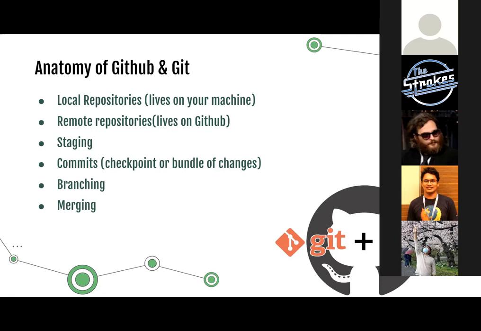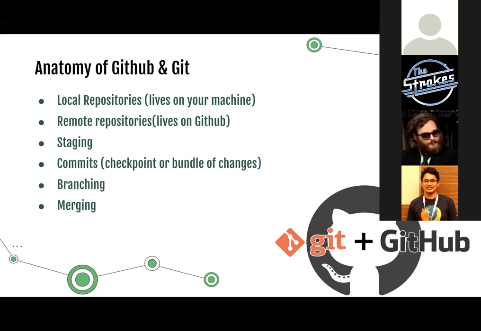Staging is like a step before committing. It's a staging environment where you push your files, and you can push multiple files to it before you commit it. And commits are like checkpoints or bundles of changes. So after you commit it, you merge it and you push it to the main branch, the main file. So branching I'll go into right now, and merging is basically merging the branches, which I'll go into in the next slide.